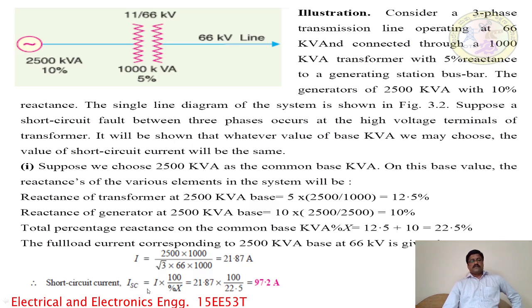Next, the short circuit current. The short circuit current is given by the formula: load current into 100 divided by the total percentage reactance of the system. The load current is 21.87 and the total percentage reactance of the power system is 22.5. Therefore the short circuit current is 97.2. This short circuit current is for the common base kVA of 2500 kVA.